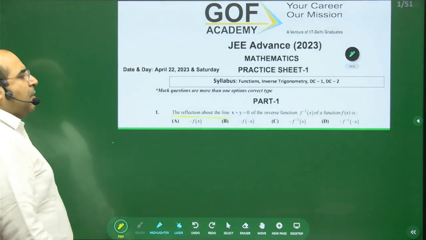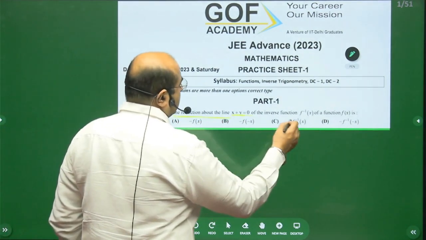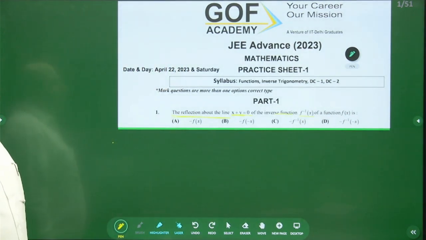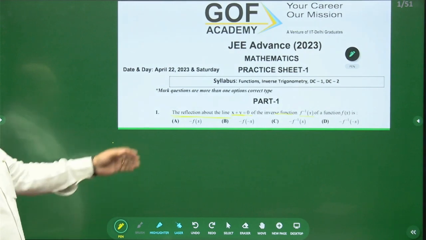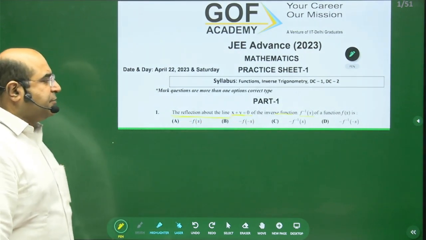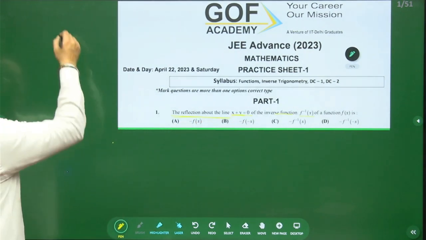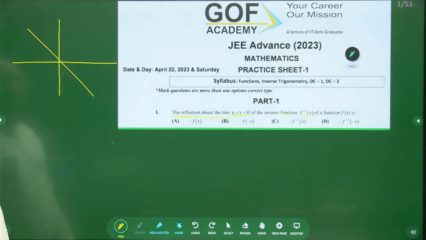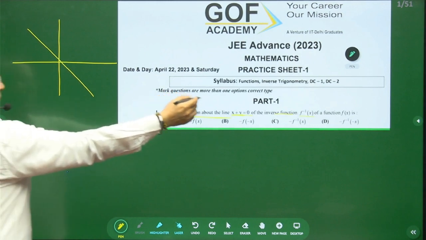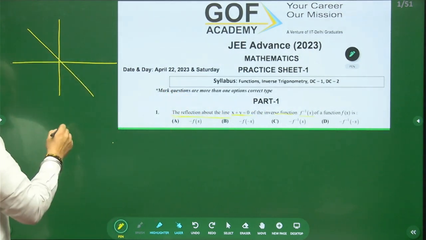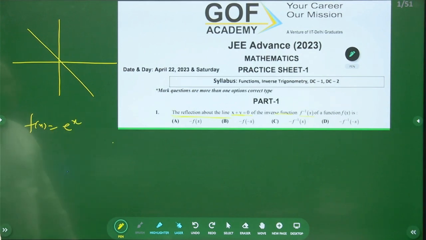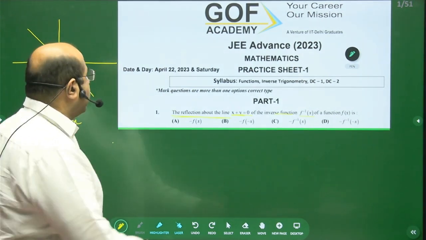Reflection about the line x plus y equal to 0 of the inverse of a function f(x), f inverse x. Out of the four options, which one is correct? What I'll say is, you know x plus y very well. Take any function. Let us suppose f(x) is equal to e power x. If they are not giving anything, we'll take it as e power x.